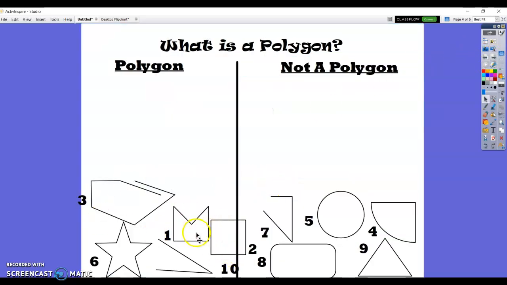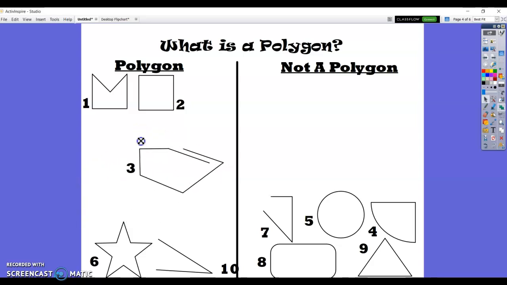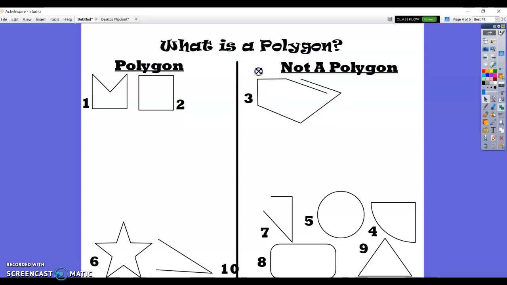Now go back to the same picture that we had earlier. What do you think? Did you get it right? Is number 1 a polygon or not a polygon? It is a polygon. It meets all 3 criteria. How about number 2? Is it a polygon or not a polygon? Yes, it is. Again, it meets all 3 criteria. Is number 3 a polygon? No, it is not, because it is not a closed figure. It is an open figure right here.